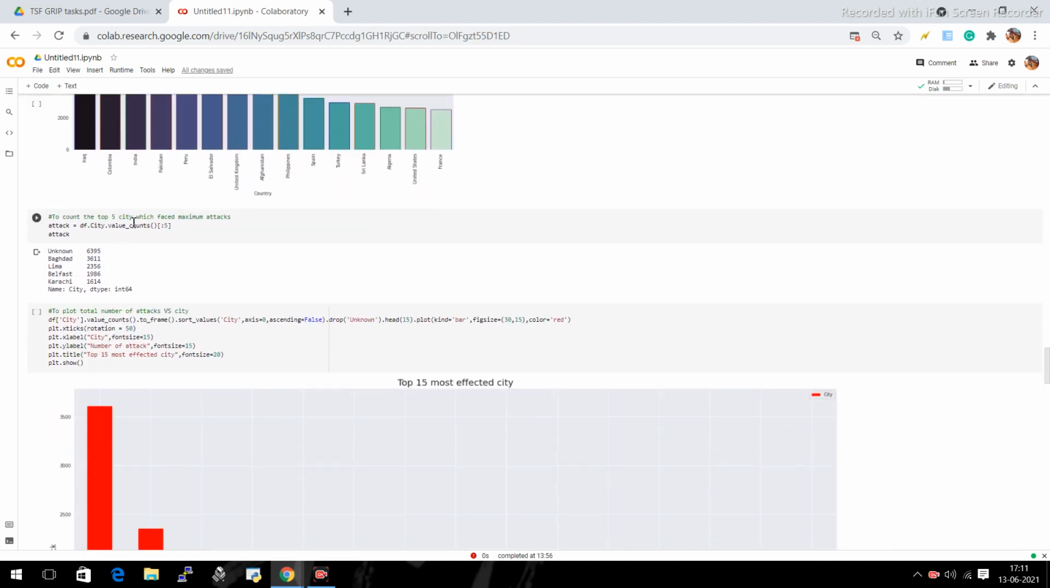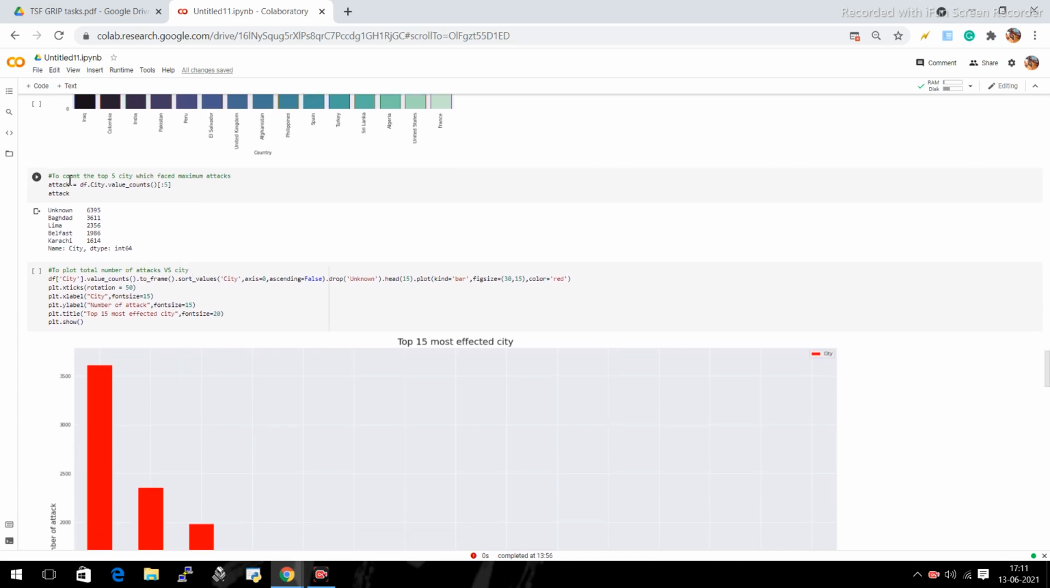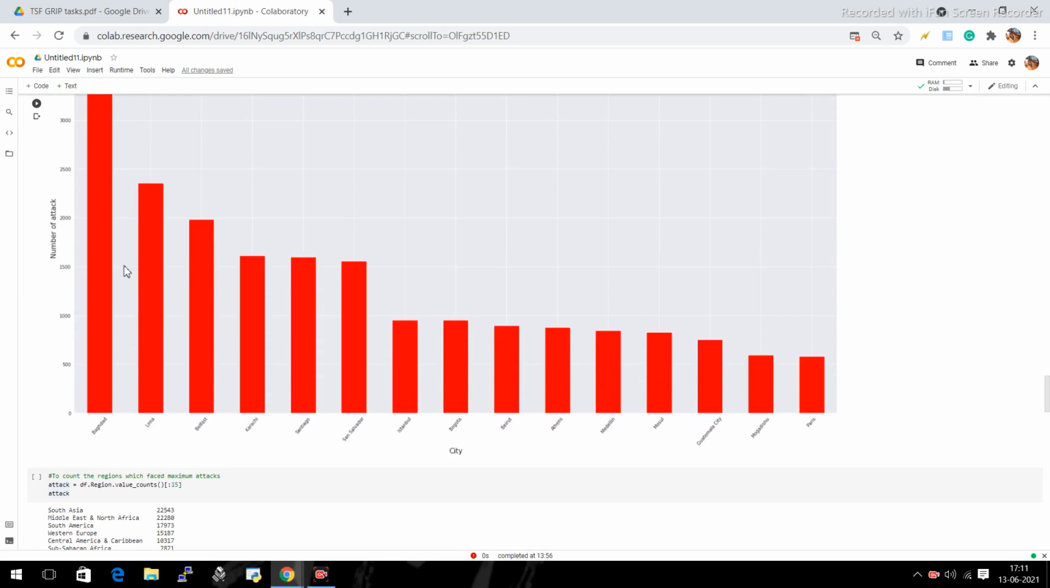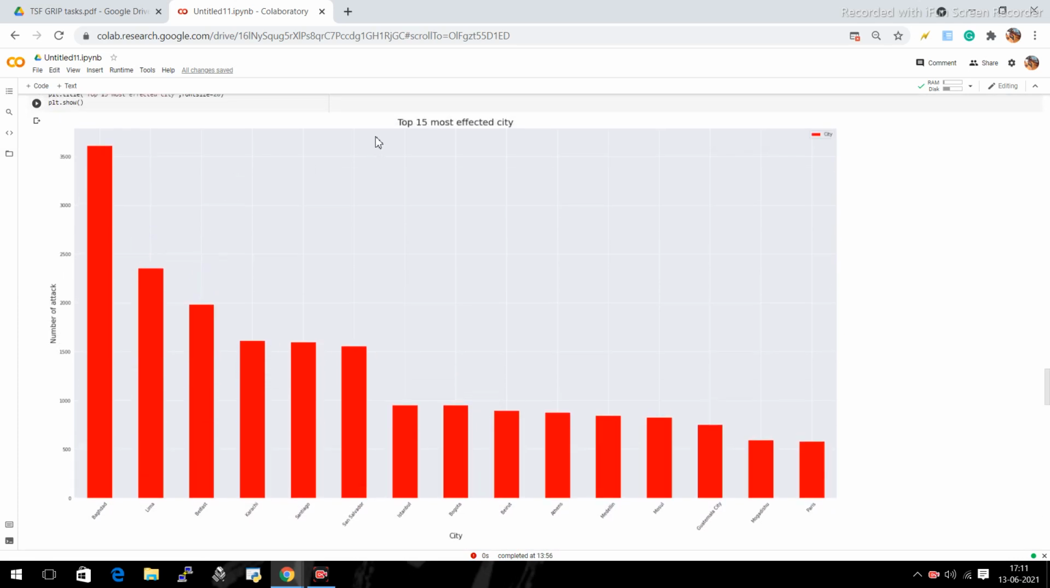Coming to the top 5 cities which face maximum attacks, again we are going to do the same thing by using df.city.value_counts, and again we will do the slicing part. From this we can see that all the unknown cities face 6,395 attacks, and the second most number of attacks happened in Baghdad. This graph basically shows the top 15 most affected cities, where Baghdad is the topmost city affected because of the attacks.